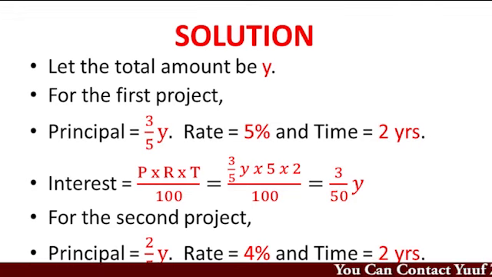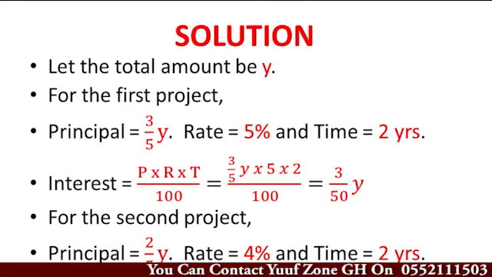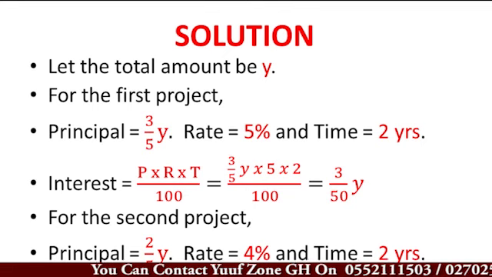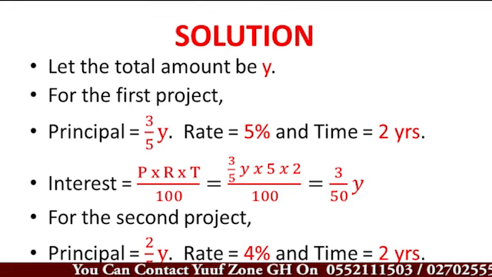Now, if that is for the first project, let's look at what the man will be getting in the second project. In the second project, the ratio for it is 2. So it's going to be 2 over 5 because the total ratio is 5, and we take the 2 out of the 5. Then you multiply it by the amount of money the man invested into project 2. I hope you are getting me. The rate for project 2 is different from that of project 1. Project 1 is 5%, but project 2 is 4%. The time is still the same, 2 years. It is in years, so we don't have to convert anything again.